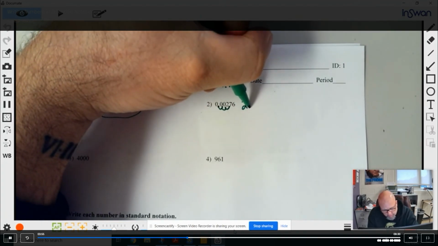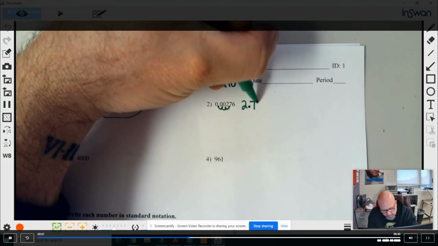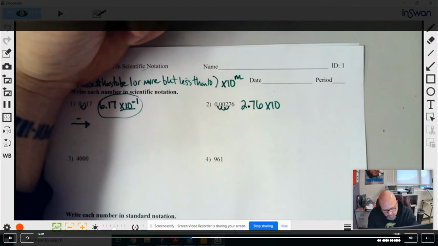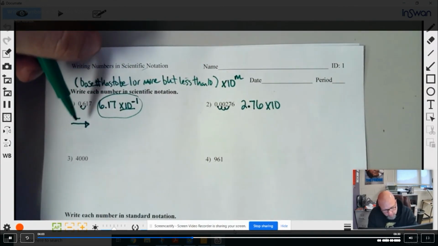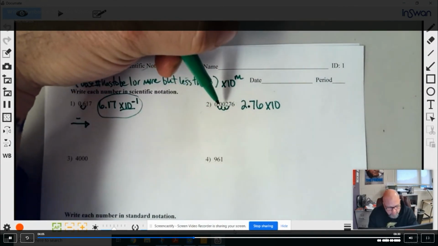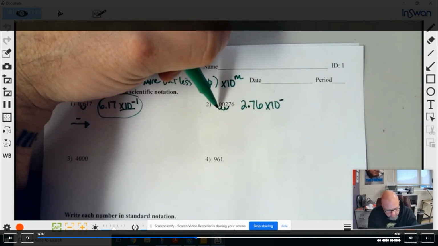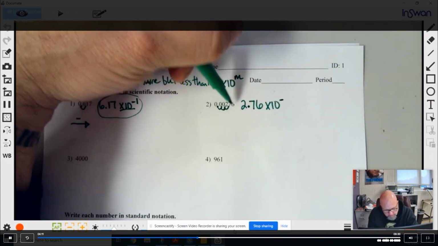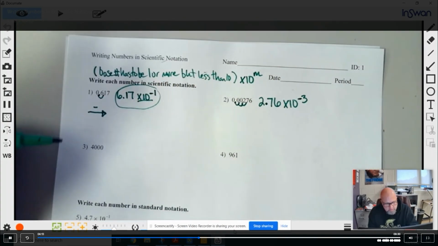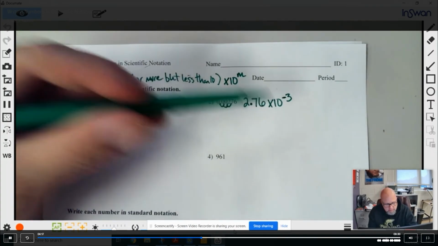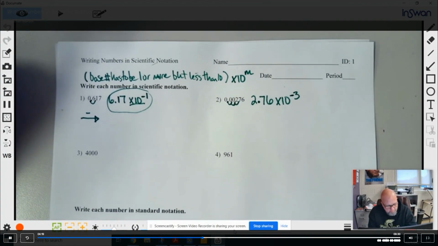I'm going to rewrite my new number, 2.76. I slap on the times 10, and I'm moving to the right, so my exponent is going to be negative. I moved once, twice, three times, so it's the negative third power. That's 2.76 times 10 to the negative third power.